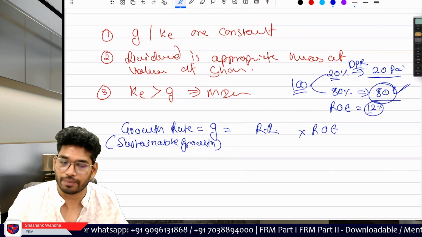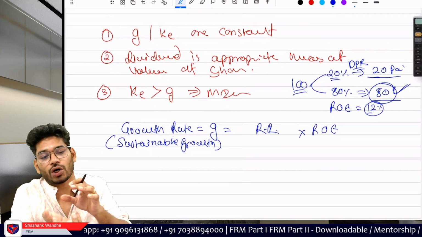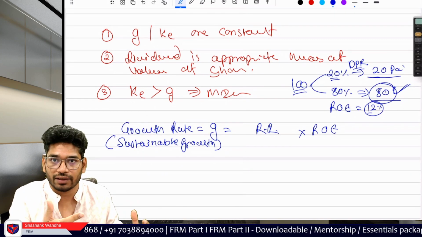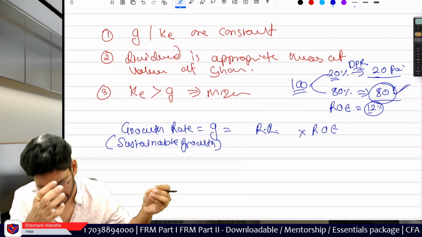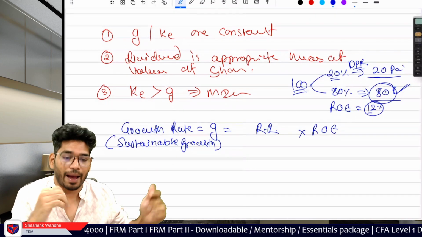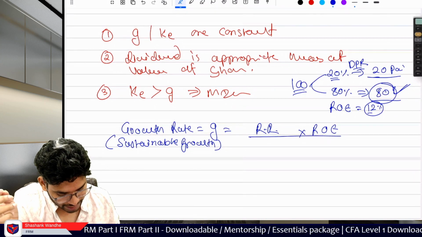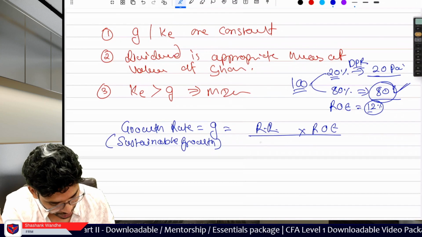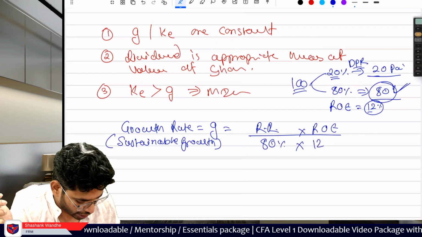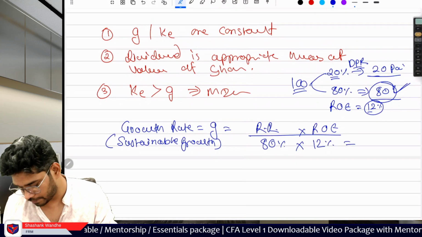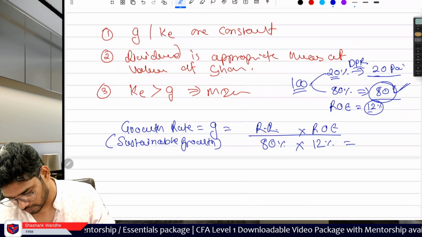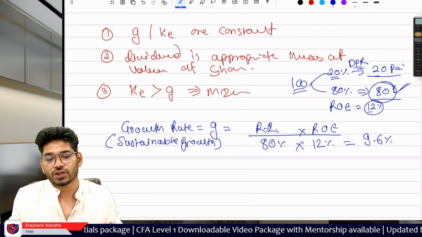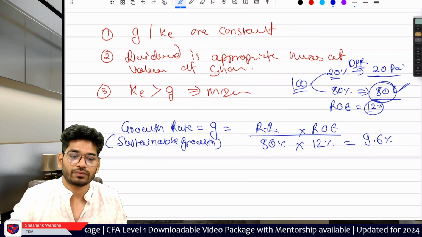This amount is retained by the company, right? So 80 is now extra. On this 80, company will earn 12% next year. Next year, company will retain again, and on this again, company will earn the return on equity, and this will keep happening. And that's why we take g equal to retention ratio multiplied by return on equity. If the retention ratio is 80% and return on equity is 12%, g is 0.8 multiplied by 0.12 multiplied by 100, it is 9.6%. So 9.6% is the answer. So this will be the g.